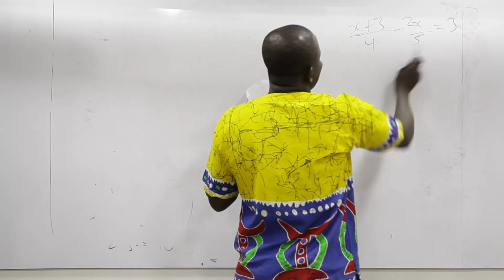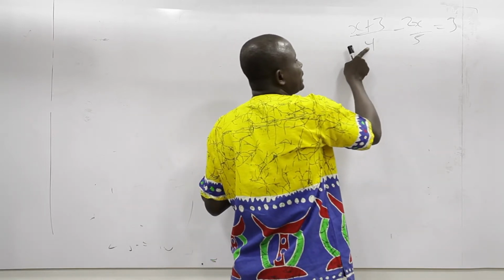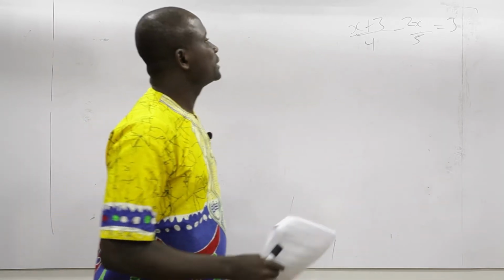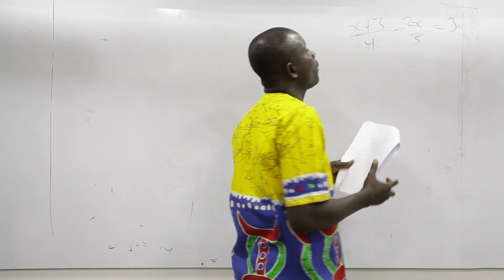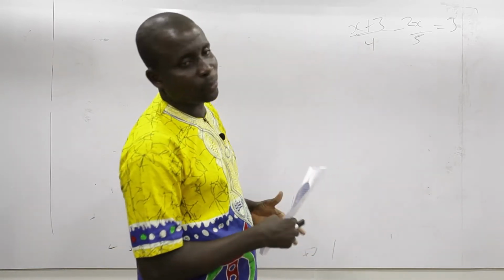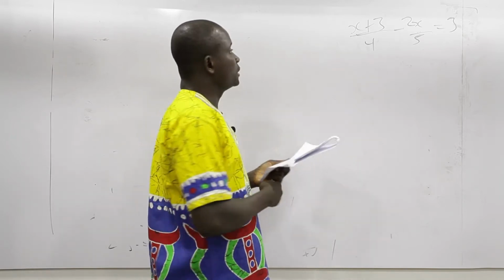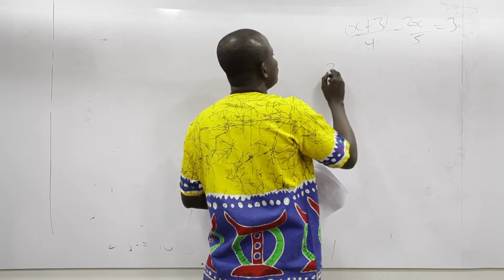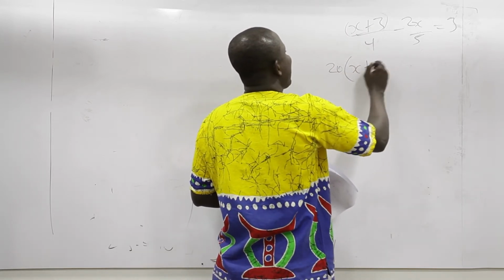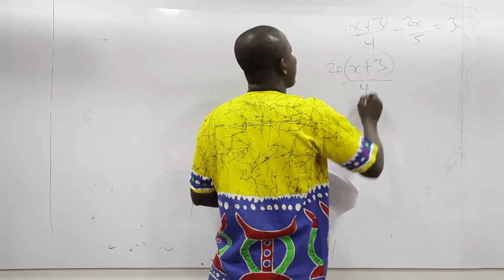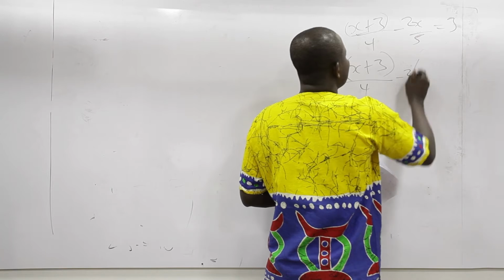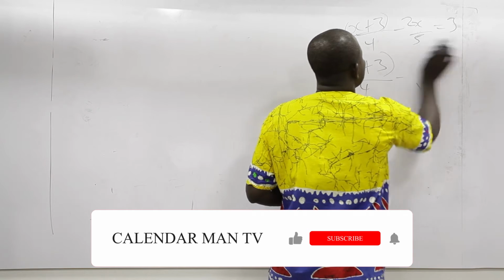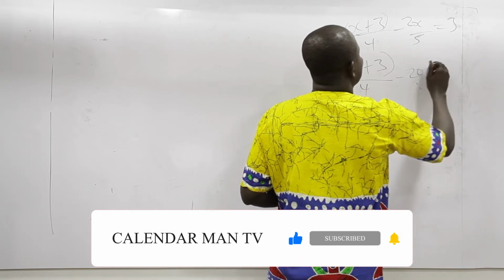So what is the LCM? I'm talking about the denominators. 4 and 5, these are the denominators. So we want a common number that can divide them. What is the LCM here? The least common multiple over here is what? It's 20. So in solving a problem of this nature, I can even decide to close the bracket here. It's going to be what? 20 into bracket x over 2 plus 3 over 4 minus 20 into bracket 2x over 5.